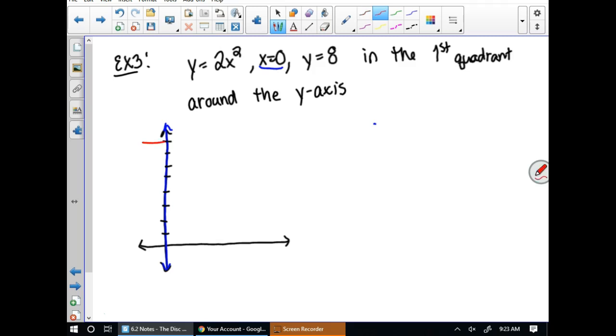So we'll have y equals 8 here. And then y equals 2x squared. I'm going to go ahead and graph it with it solved for y right now because it's easier to graph that way. So 0 squared is 0. 1 squared is 1, but then we'll have to multiply it by 2 to give us 2. 2 squared is 4, but we have to multiply that by 2, which will give us 8. So here.